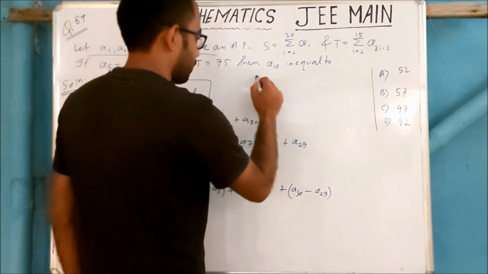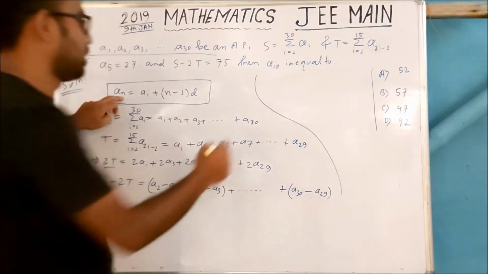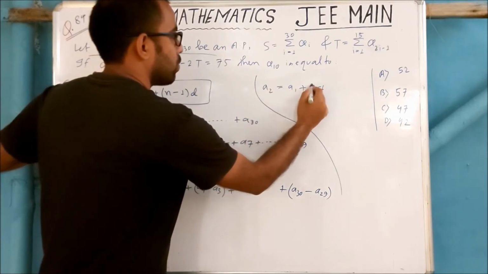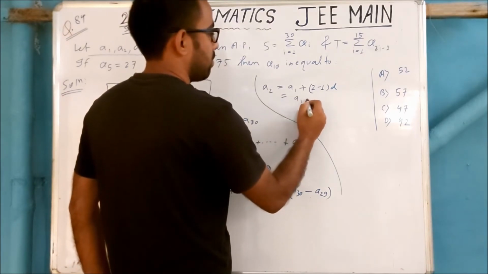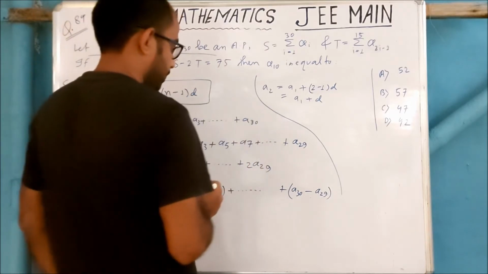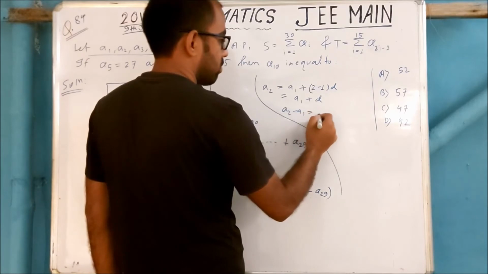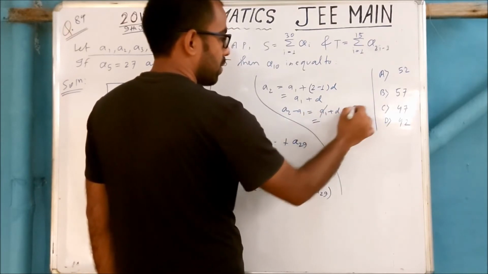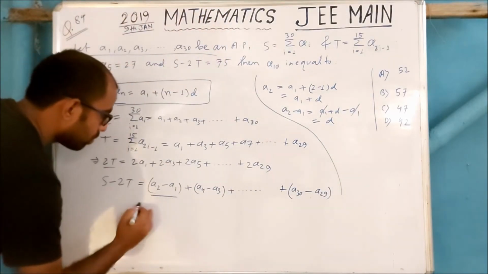Now for n equal to 2, A2 equals A1 plus (2 minus 1) into D. For n equal to 2, we get A1 plus D. Now calculate A2 minus A1. So A1 plus D minus A1, this A1 cancels out, we get D. So A2 minus A1 equals D.